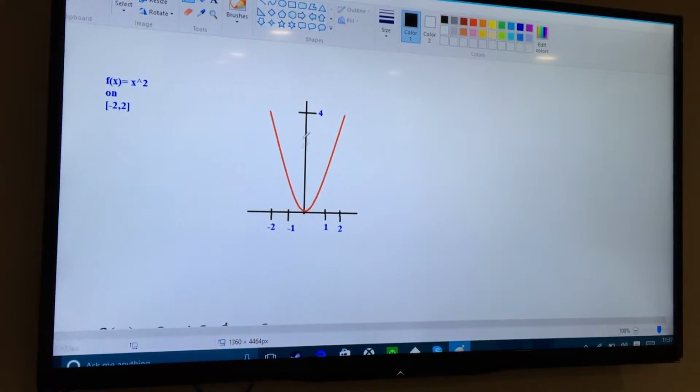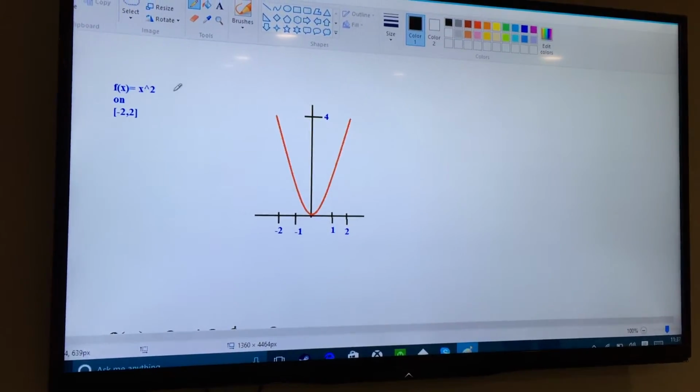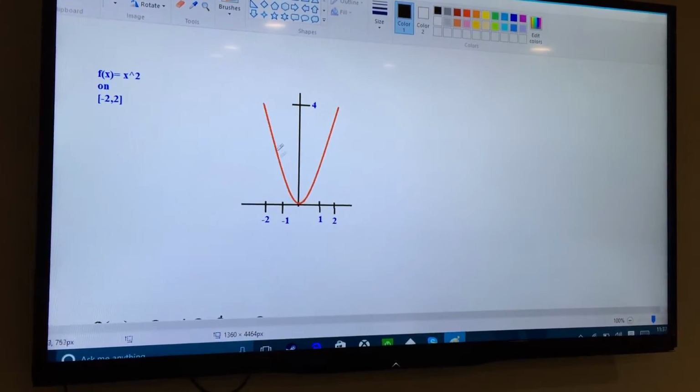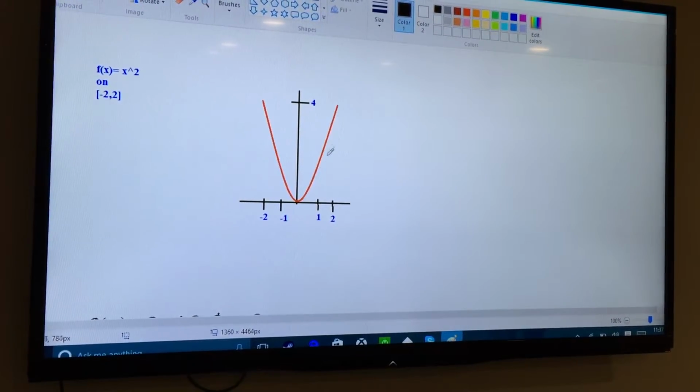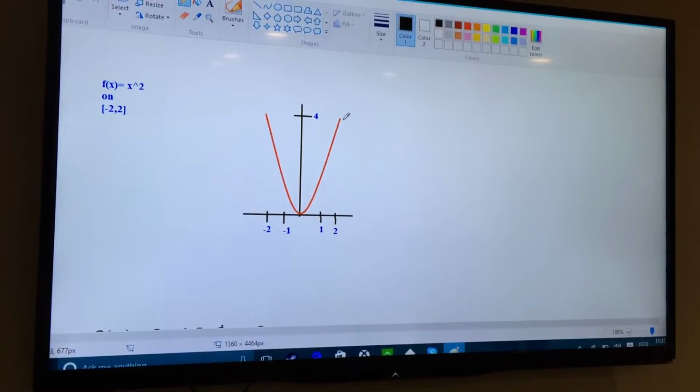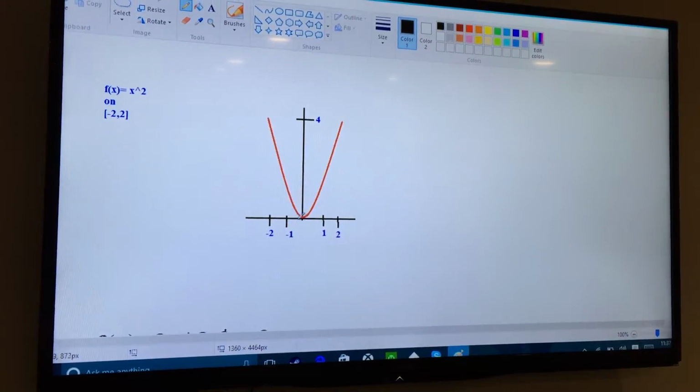For our second example, we have f(x) = x squared. On this function here, we have an absolute maximum at y equals 4 and an absolute minimum at y equals 0.